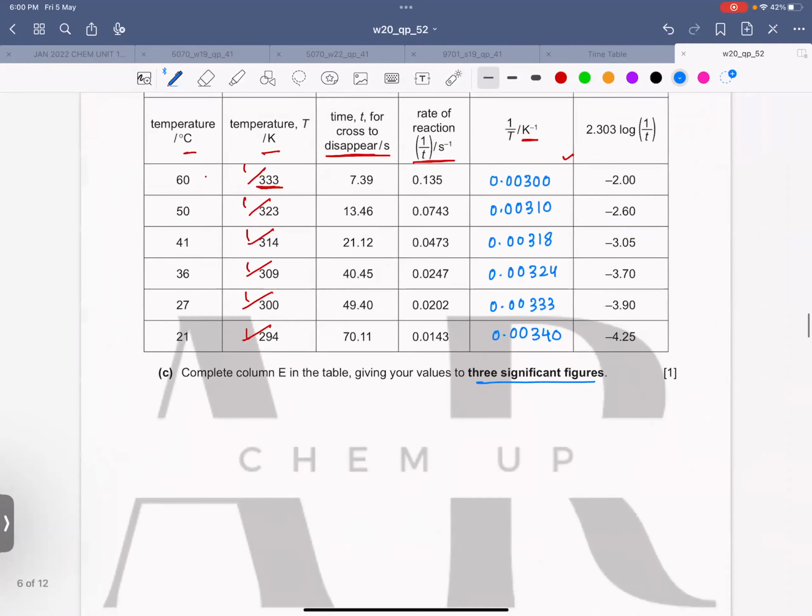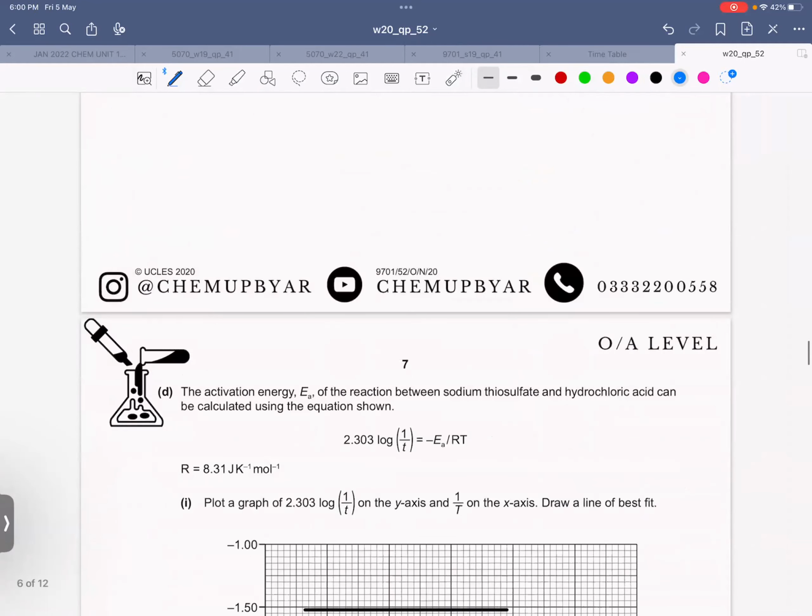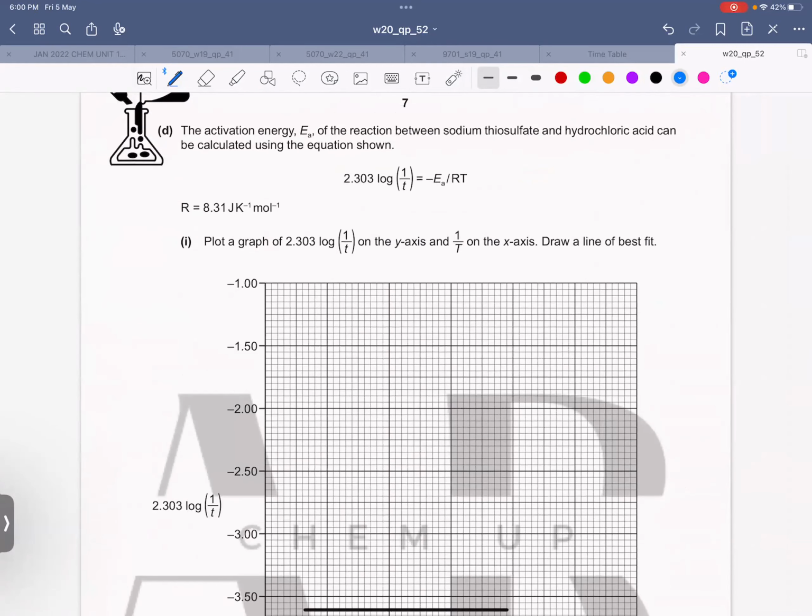Now, the activation energy Ea of the reaction between sodium thiosulfate and hydrochloric acid can be calculated using the equation shown. R is 8.3 joules per Kelvin per mole. Plot a graph of 2.303 log 1 over t on the y-axis and 1 over T on the x-axis. Draw a line of best fit. So they have mentioned what you have to draw.